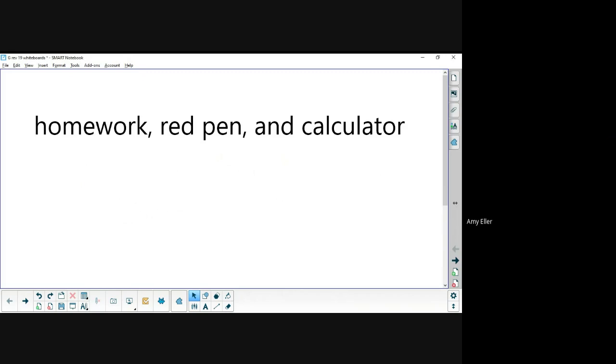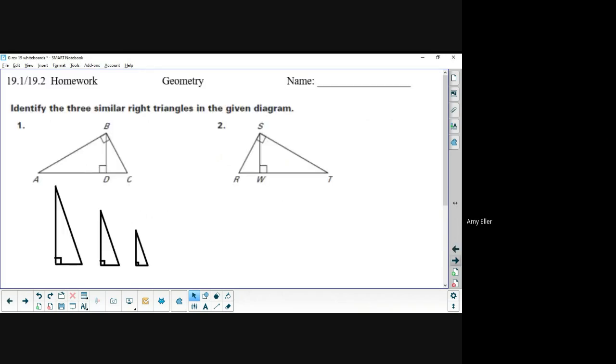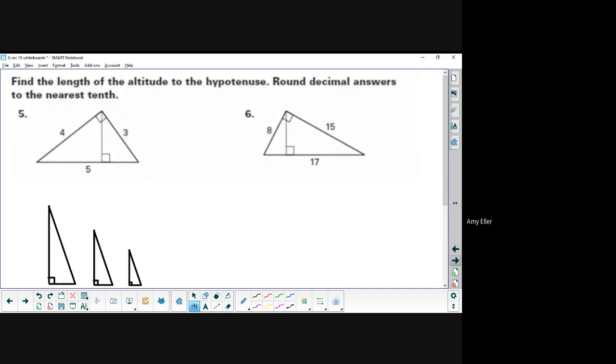Let's go to the front. Which ones would you like to see on the front? If you don't pick some, I will pick some. Number 5. So the directions say find the length of the altitude to the hypotenuse. This is the altitude. I also told you that this whole thing was 5.